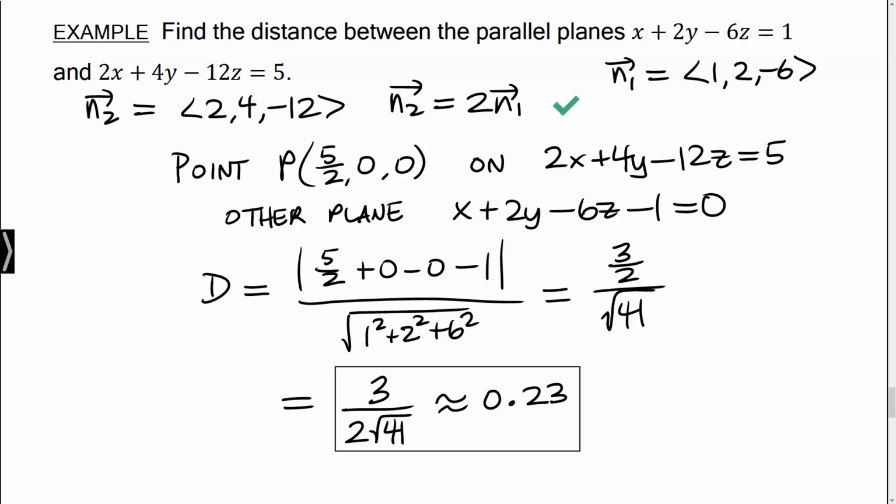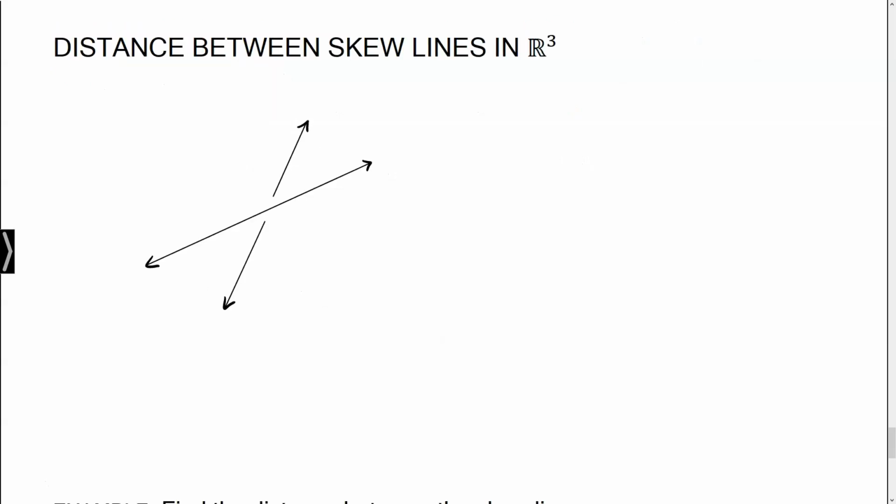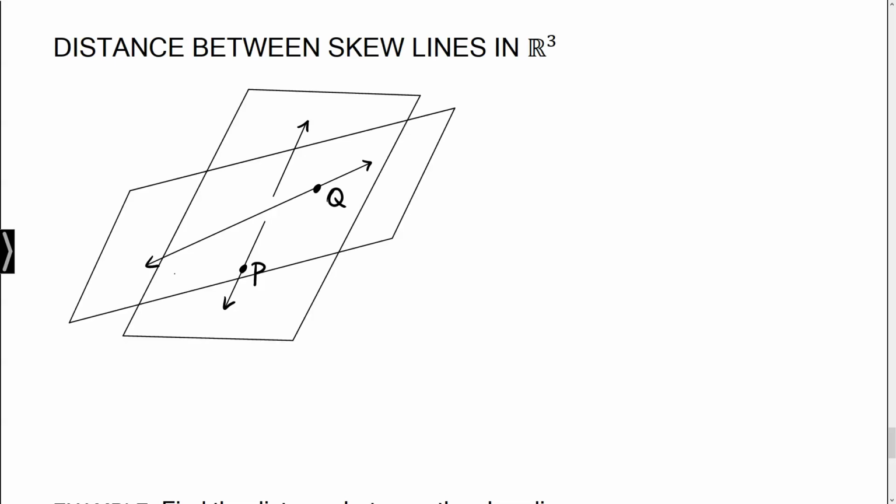We have one last case to get to, and then we're finally done. We're going to look at the distance between skew lines in 3 dimensions. So let's say that these were 2 skew lines, and we're in R3 here. So the idea is to take a point on each line. So we're going to take a point P here and say a point Q here. And the idea here is that these 2 skew lines can be placed inside of parallel planes. And we can find the common normal to these 2 planes by taking the cross product of the direction vectors.